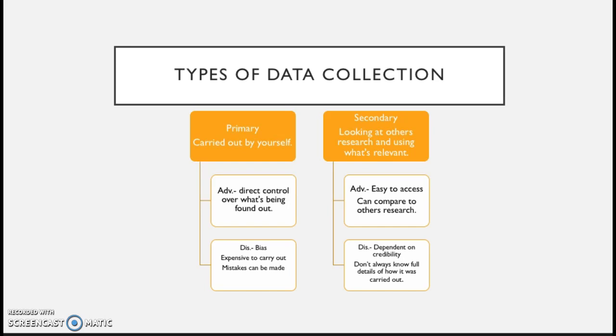This does have some disadvantages though, because it does mean that you can be biased to what's going on because you are trying to get the information you want to see. As well as this, you can make mistakes which you may not know about because it is your own research. You may not be aware of the mistakes, and also it can be very expensive to carry out if specialist equipment is needed. So to overcome this, some people use secondary data, which is data that others have already collected, which is relevant to your data questions.